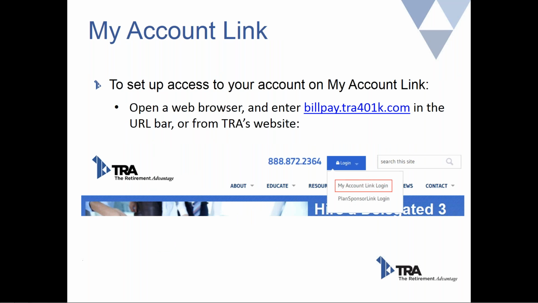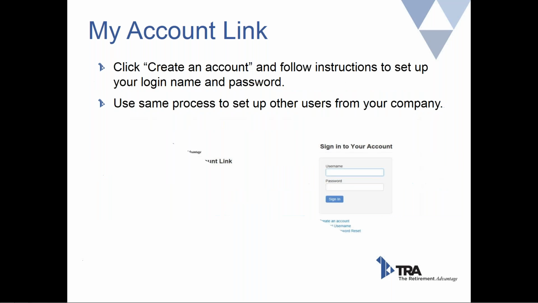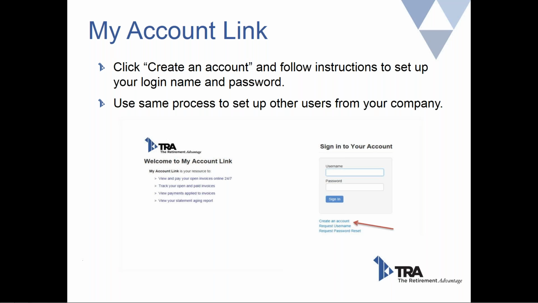To set up your access for My Account Link, you can either open up a web browser and enter billpay.tra401k.com into the URL bar, or you can access it directly from TRA's website, tra401k.com, under the Login drop-down at the top of our homepage, where you'd click on the My Account Link Login button. From there, you'll be brought to the Welcome Login screen, where you'll click on the Create an Account link under the Login box and then follow the instructions to set up your access.